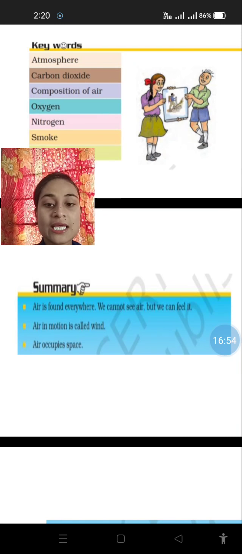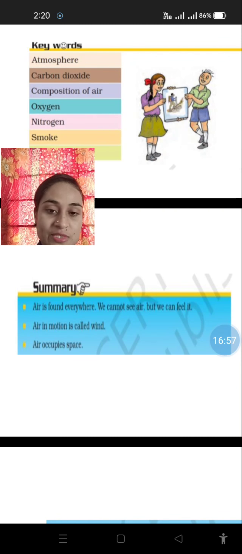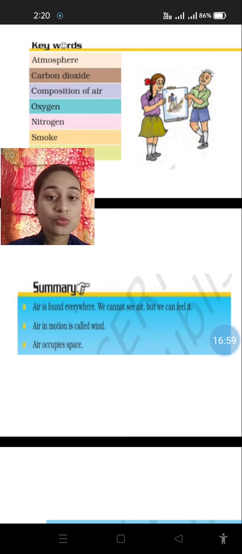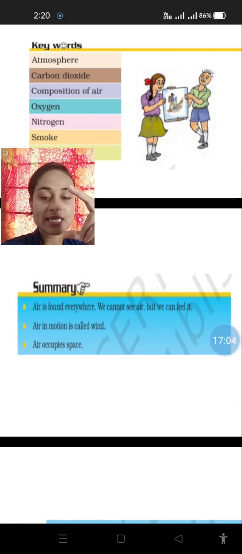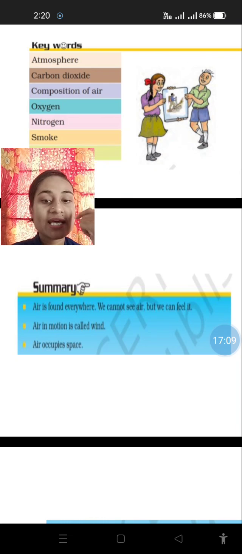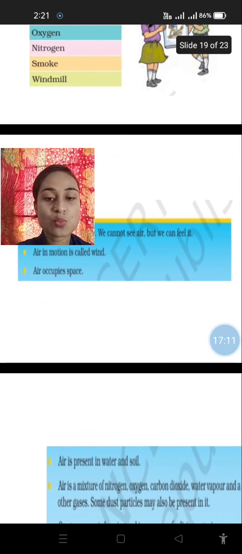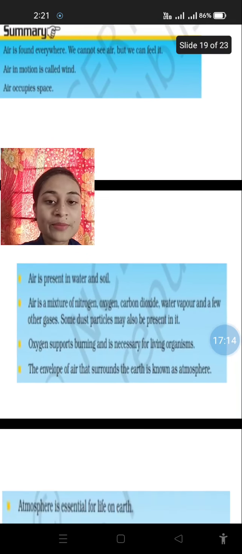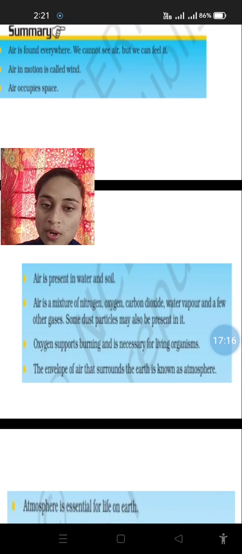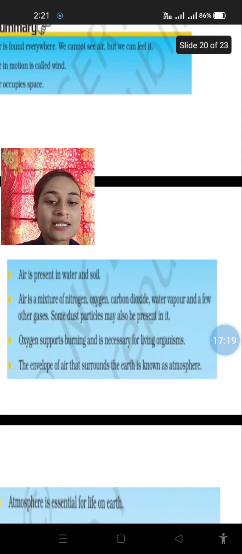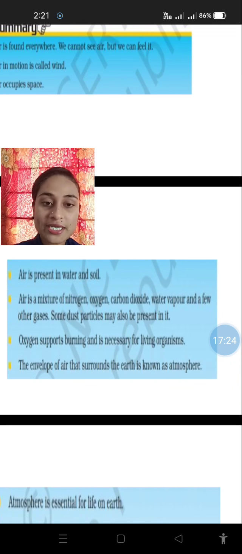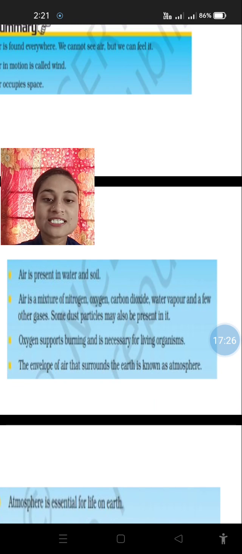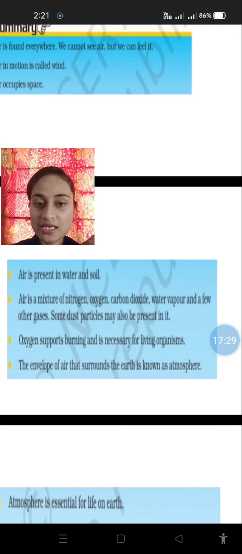Then the third point: air occupies space. We had seen it with the help of the bottle experiment, as when we kept that empty bottle into the water, the bubbles started coming out. That means air occupies space. The next point: air is present in water and soil. And air is a mixture of nitrogen, oxygen, carbon dioxide, water vapor and a few other gases. Some dust particles may also be present in it.